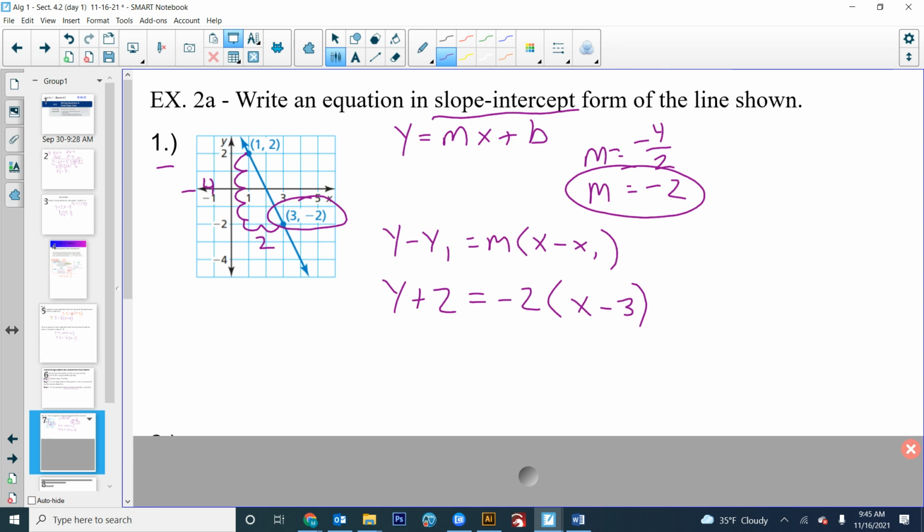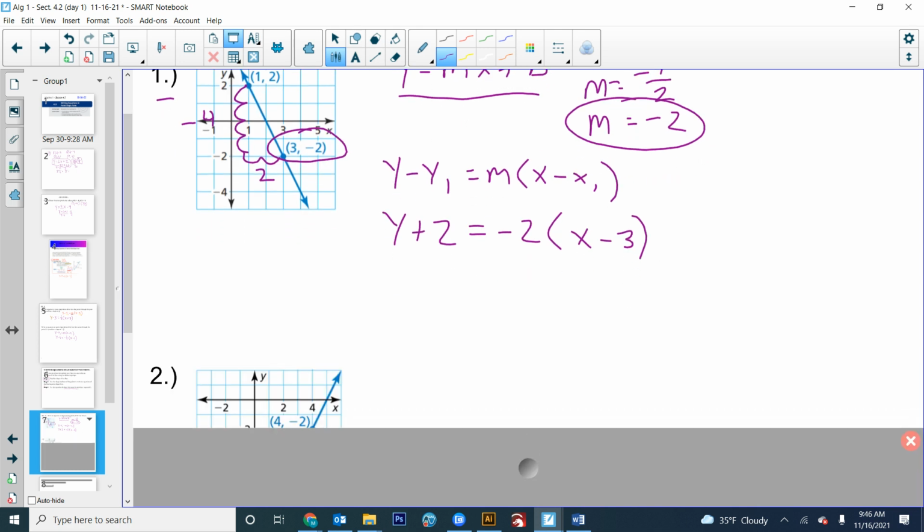Is everybody good? Now, we got one more step. I need to turn this into this. I need to solve for y. Now, this isn't anything new. We've done this before. Okay? Remember, I need to simplify. First thing I need to do is simplify this side. How do I simplify this side over here? What do I do with that negative 2? Distribute the negative 2.